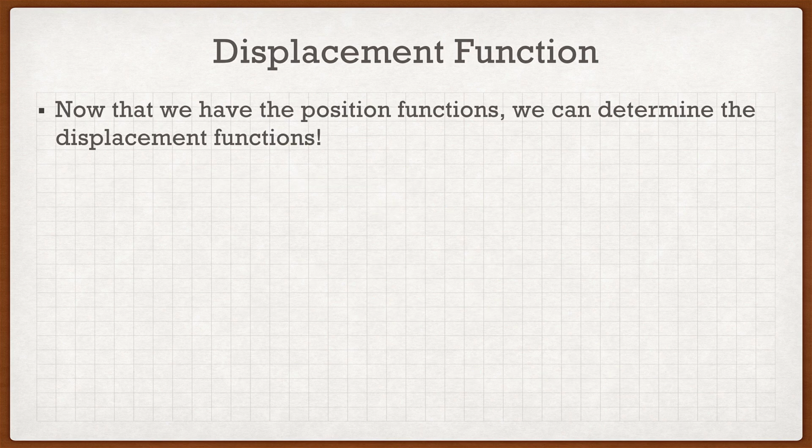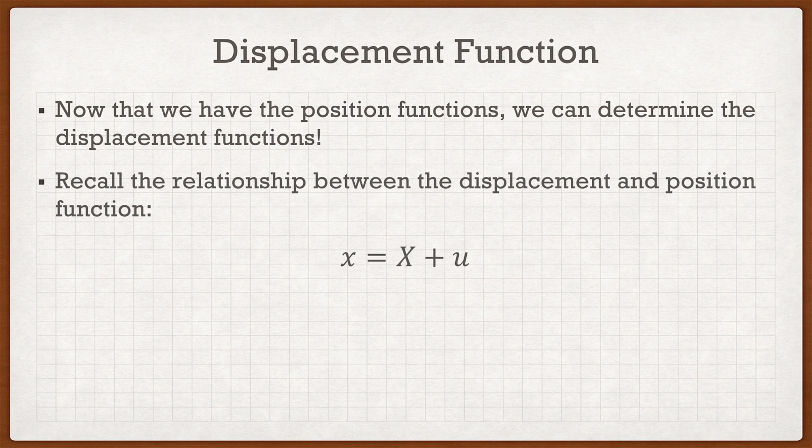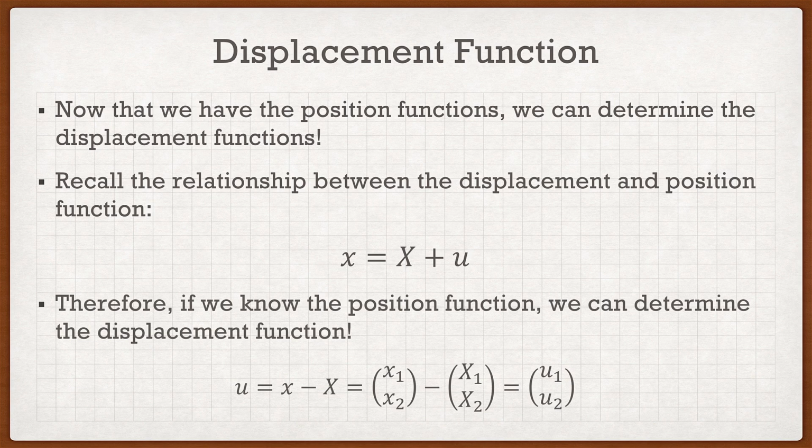So moving forward, if we have the position function, we can now determine the displacement functions because again, there is a relationship. We know that x, which is the position function, is equal to big X plus u. So if I have small x, and I know that big X is just x1 and x2, I can determine my displacement functions u1 and u2.